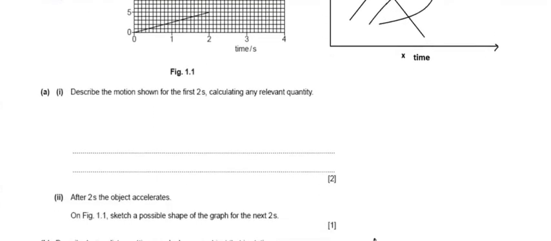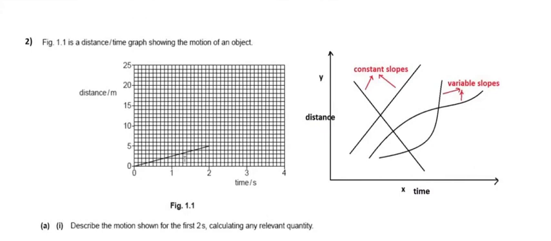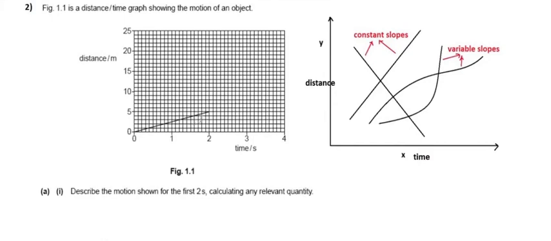So speed must be constant. The first point we can always write down here is that the speed is constant, or you can write that the speed is uniform. Now we should calculate what the value is. They are also expecting us to calculate any relevant value. We know that the relevant value is the speed, and we need to calculate the slope of this line so we can find the speed.